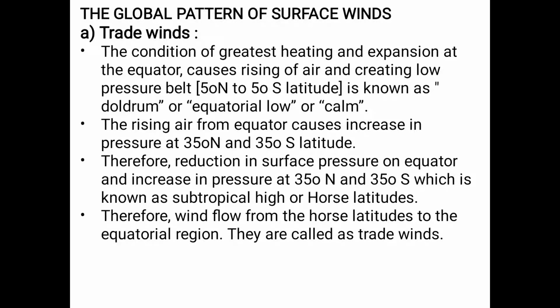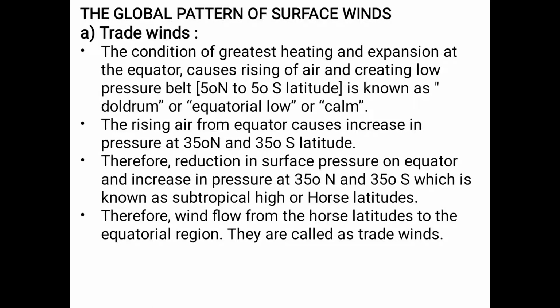That means there are various types of surface winds present. In that, firstly we will discuss the trade wind. So what is a trade wind? The condition of greatest heating and expansion at the equator causes the rising of air and creates a low pressure belt, that is known as the doldrum or equatorial low or the calm.